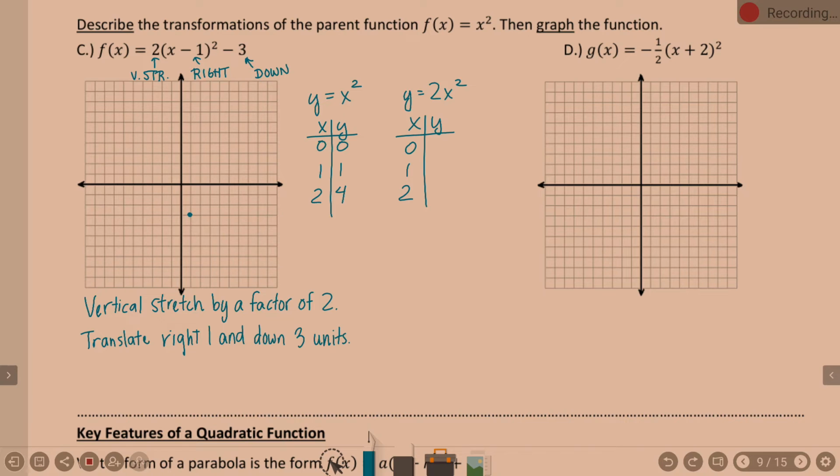Not exactly. When you put 0 in here, 0 squared times 2 is still going to be 0, yes? What happens when we put 1 in? Now keep in mind, this is 2 times 1 squared, right? So 1 squared is 1 times 2 is 2. What about this other one? 2 squared is 4 times 2 is 8.